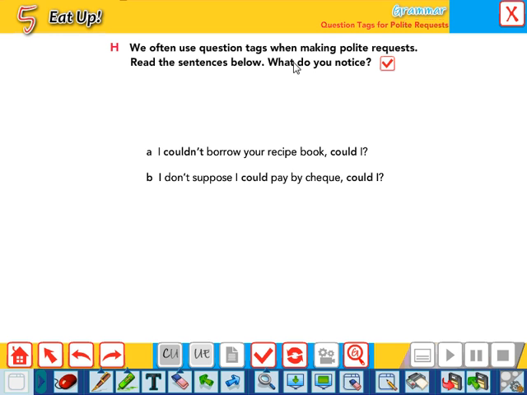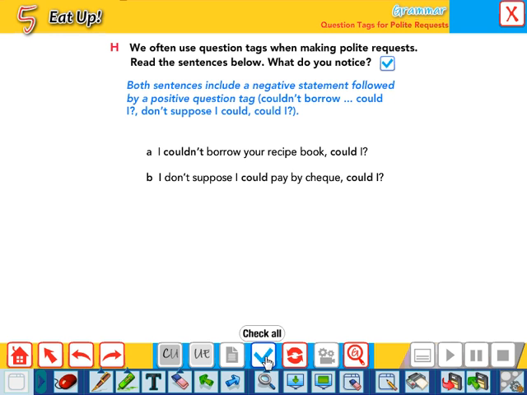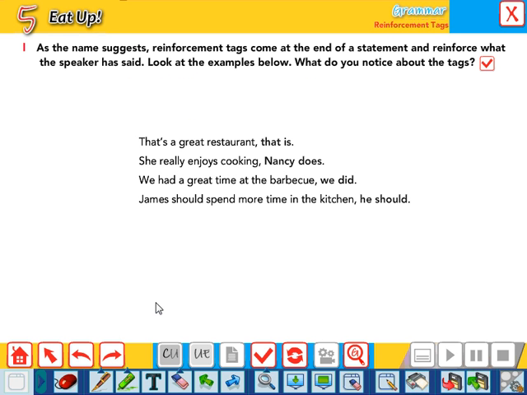We often use question tags when making polite requests. Read the sentences below. What do you notice? I couldn't borrow your recipe book, could I? I don't suppose I could pay by check, could I? Okay. Here, both sentences include a negative statement followed by a positive question tag. Couldn't borrow, could I? Don't suppose I could, could I? And so on. The previous exercise was question tags for polite requests.